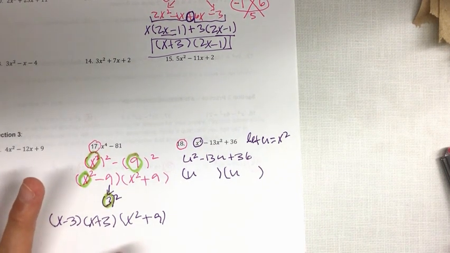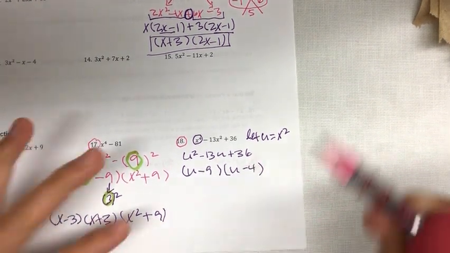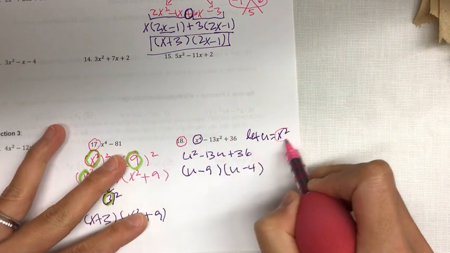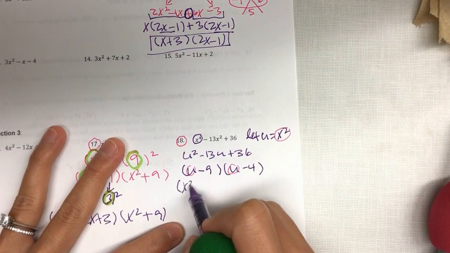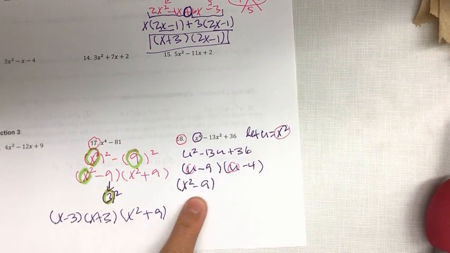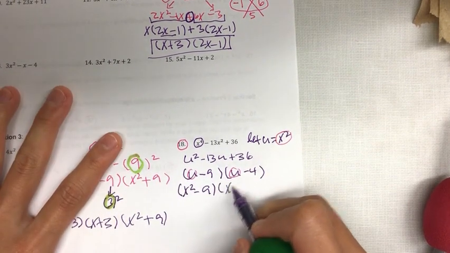Negative 9, negative 4. Do we agree on that? So negative 9, negative 4. But then our question was not in terms of u, so let's plug this back into our u. So we get x squared minus 9. Oh, something weird. We can go on further, right? And then we have x squared minus 4.